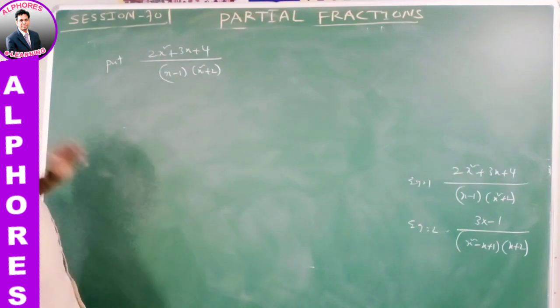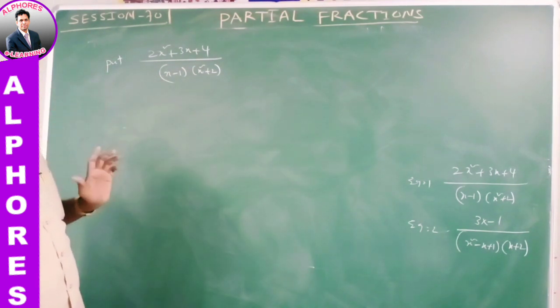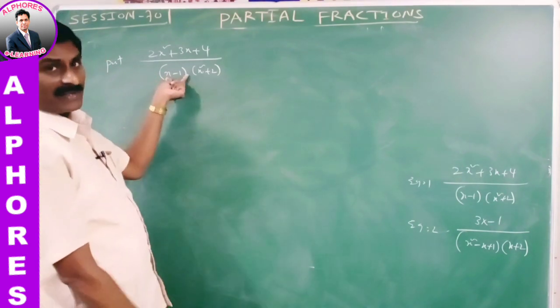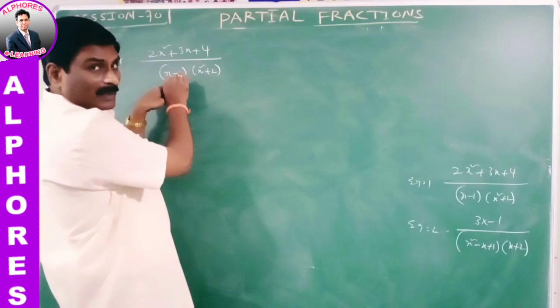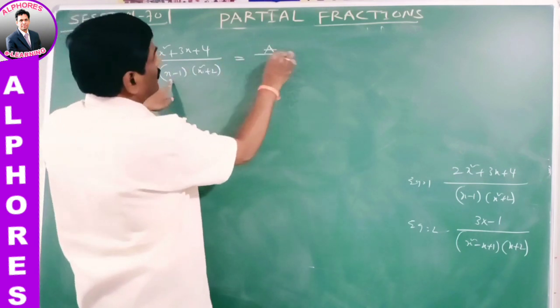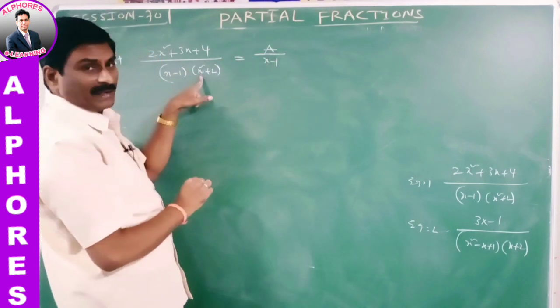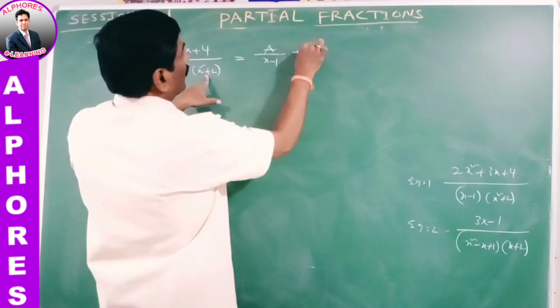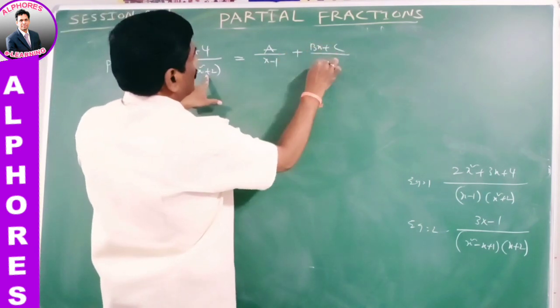Already we discussed about these values. First, we assume the partial fractions in terms of constants. Here it is the non-repeated linear factor, so there will be one partial fraction. The corresponding partial fraction is a by (x minus 1). It is the non-repeated irreducible quadratic, so there will be one partial fraction, in the form of (bx plus c) by (x square plus 2).